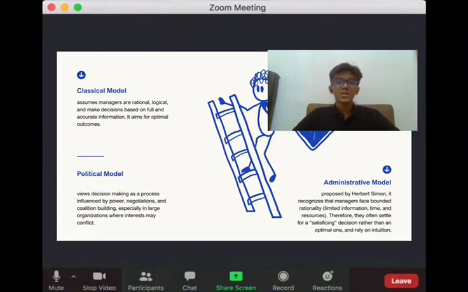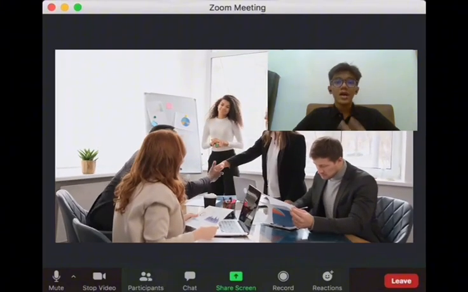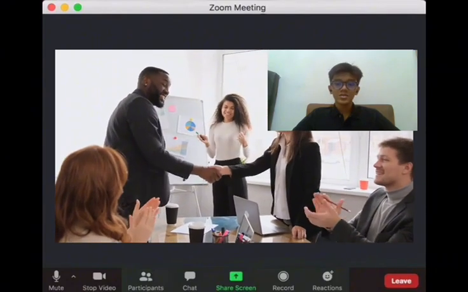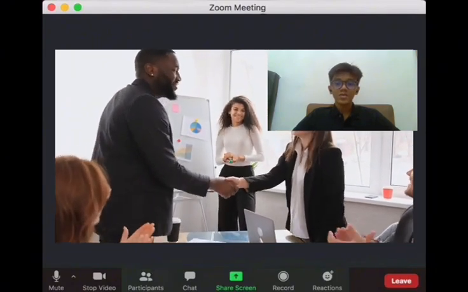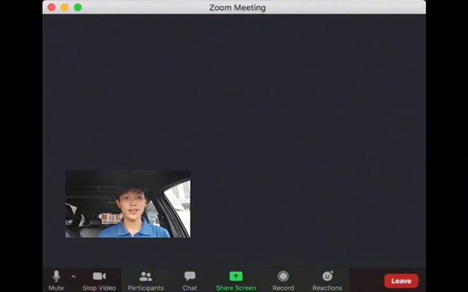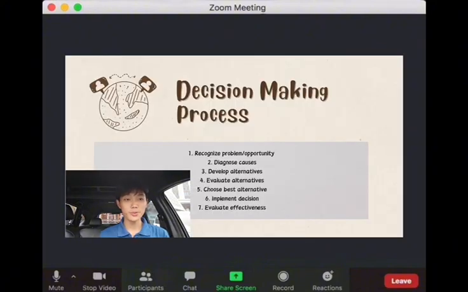And the last one is the political model. This model says that decision making in an organization is not just about logic, but also about power and influence. Different managers or groups have different goals and interests, so decisions often come from negotiation and compromise. This reflects how organizations really work, but it can also lead to conflicts and outcomes that don't fully satisfy everyone. I will continue with the decision-making process and common biases.